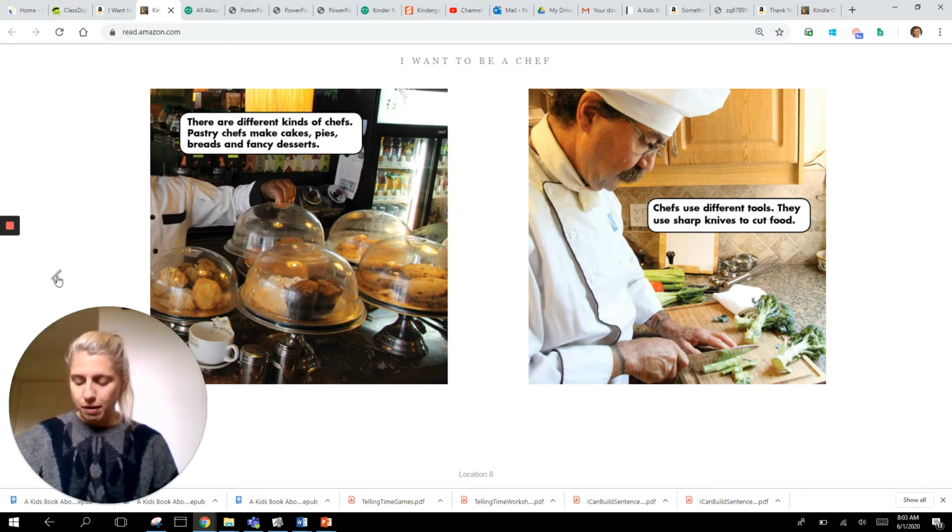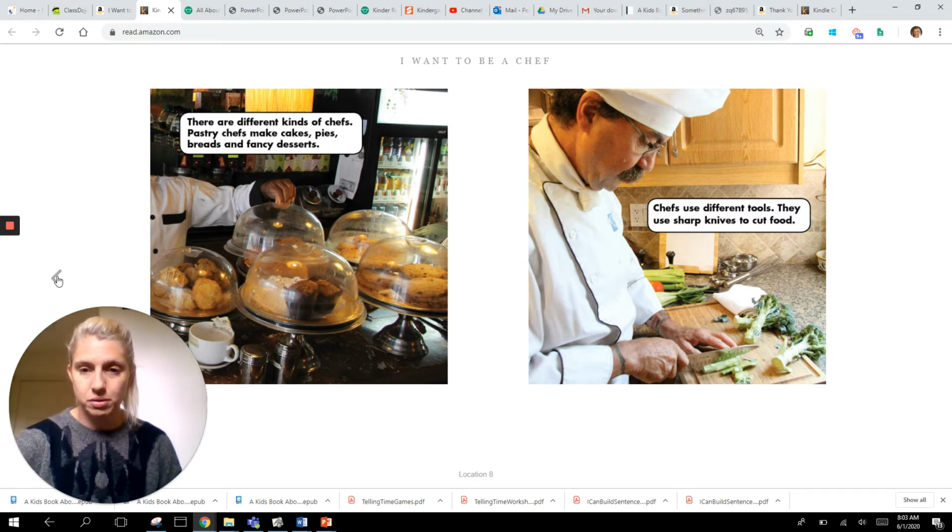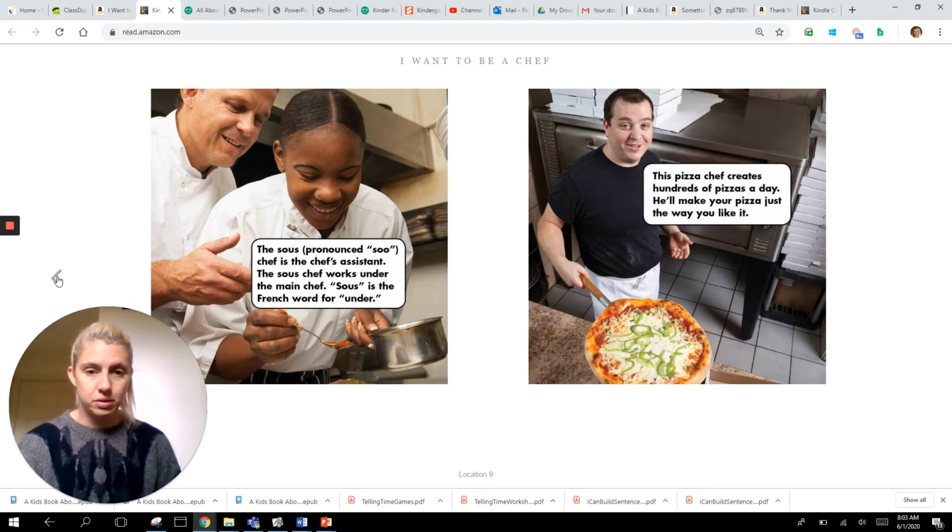The sous chef is the chef's assistant. The sous chef works under the main chef. Sous is the French word for under. So assistant means helper.